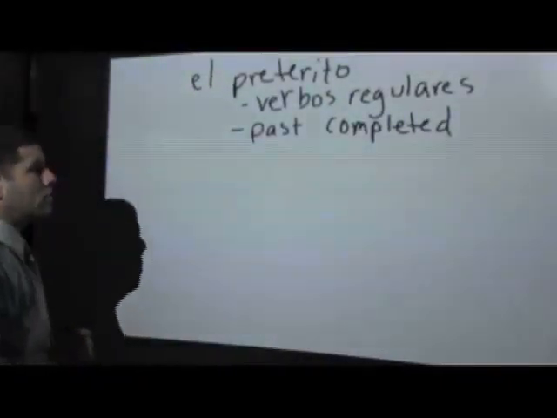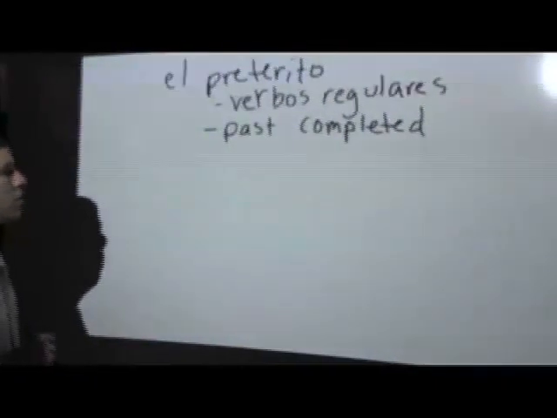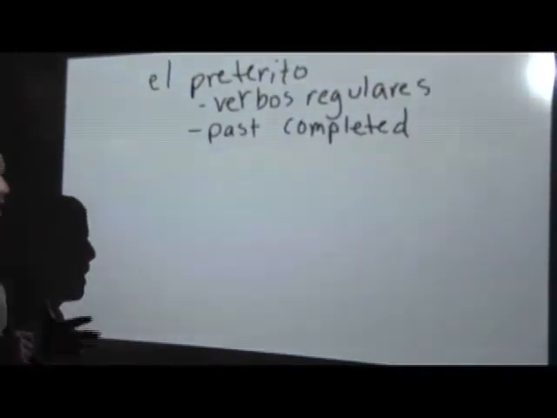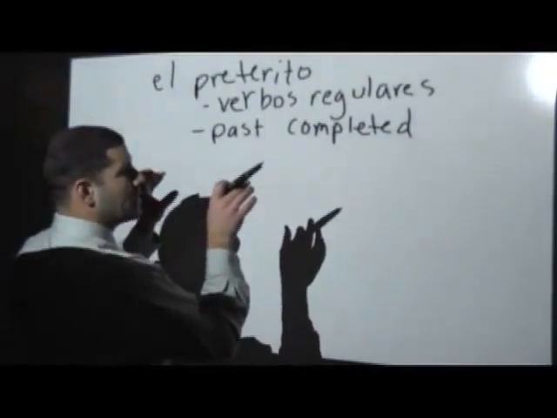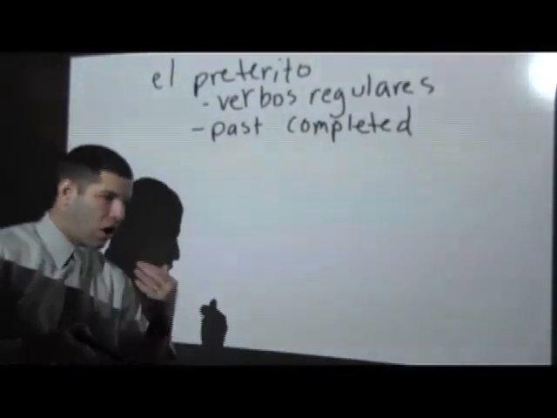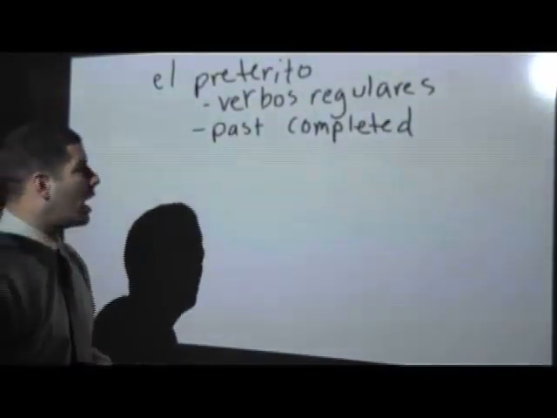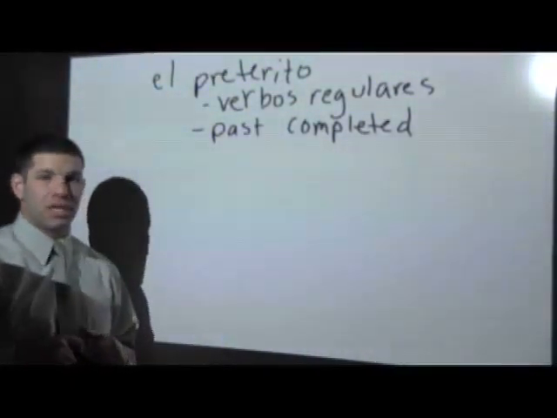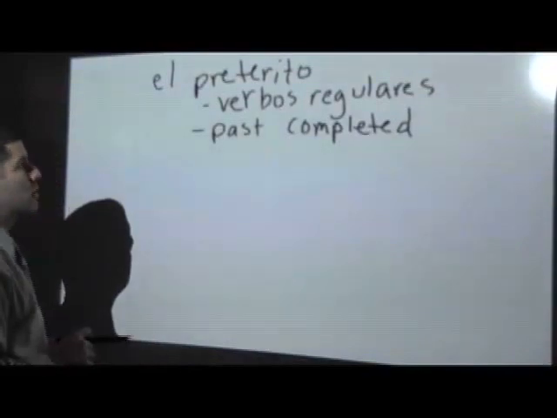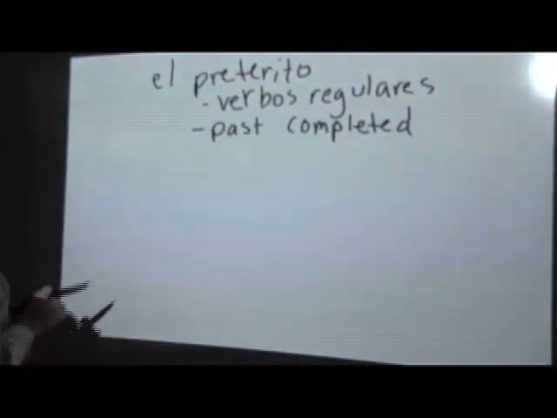We're talking about preterito de verbos regulares in español, preterite of regular verbs in Spanish. This is the past completed tense. For instance, I talked, I walked. A lot of times in English you add -ed to these. Okay, so these are regulars.